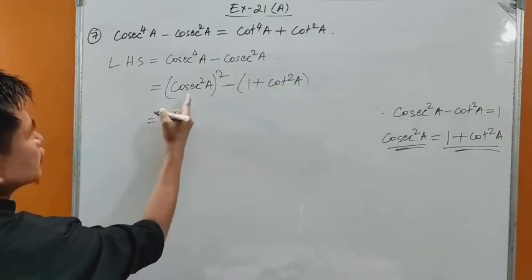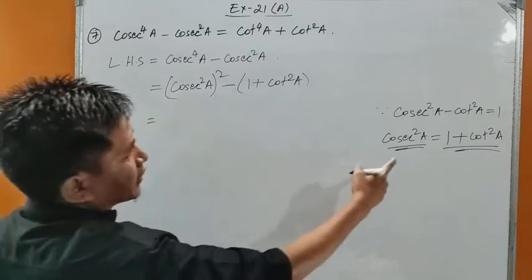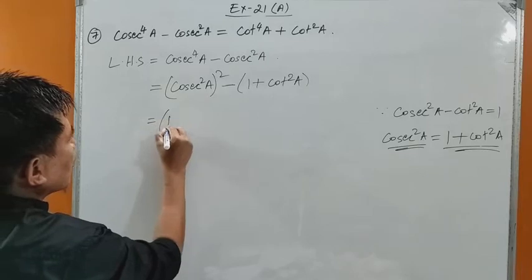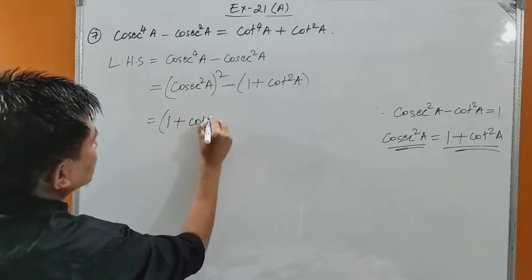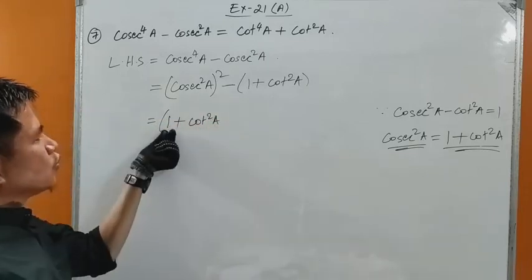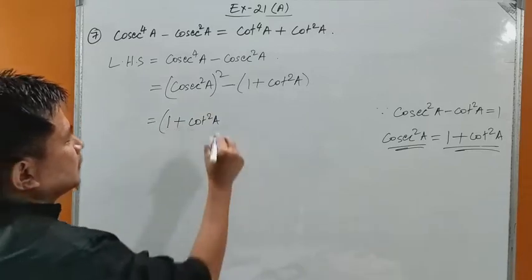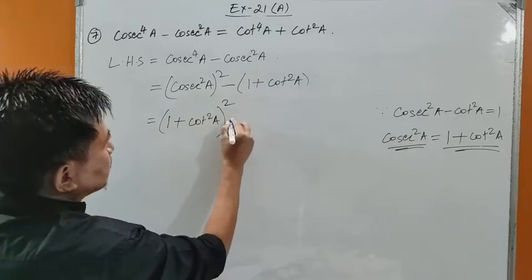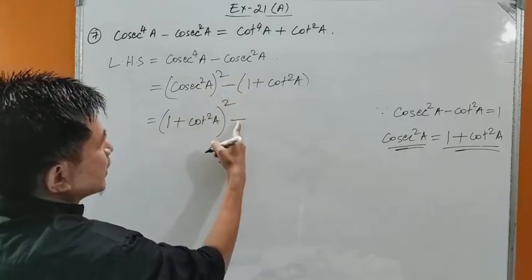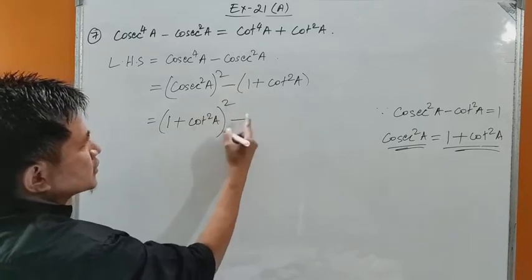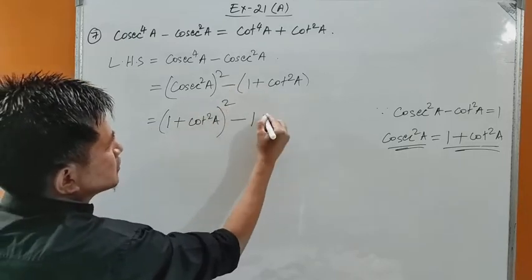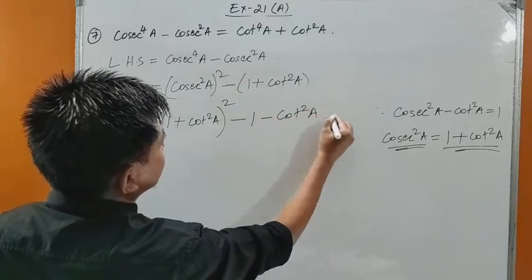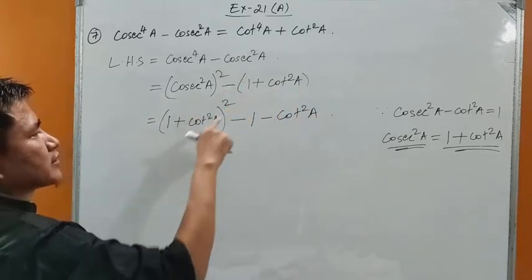Why am I converting this into cot square a form? Because I need cot in the right hand side, isn't it? So let's convert this also. This cosec square a also can be written as 1 plus cot square a. So 1 plus cot square a whole square. We have square here. Minus into plus, minus, minus into plus, minus 1, minus into plus, minus cot square a. Are you getting me? I'm just multiplying with the minus sign, okay?